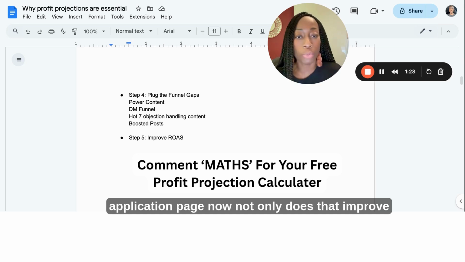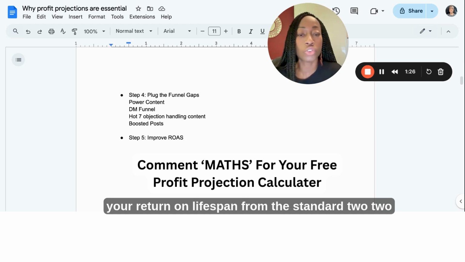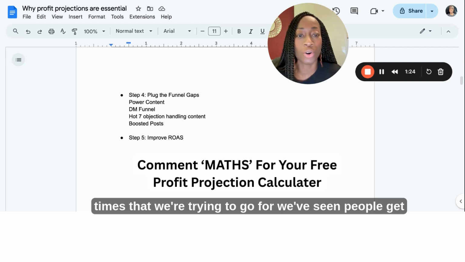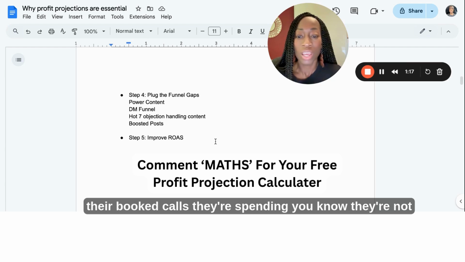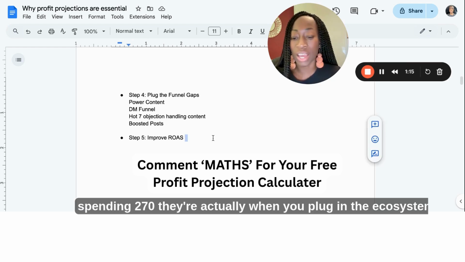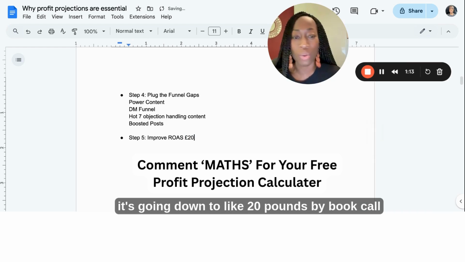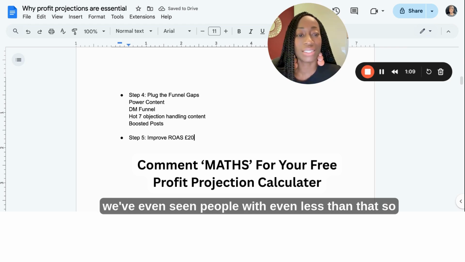Now, not only does that improve your return on ad spend from the standard 2 times that we're trying to go for, we've seen people get it up to 8 and 10 times return on ad spend, and their booked calls, they're not spending 270. When you plug in the ecosystem, it's going down to like £20 per book call. We've even seen people with even less than that.